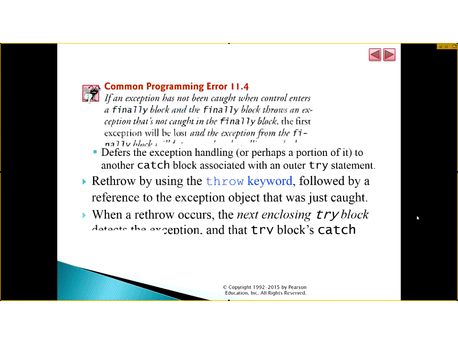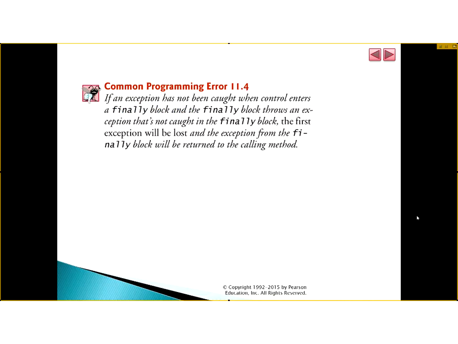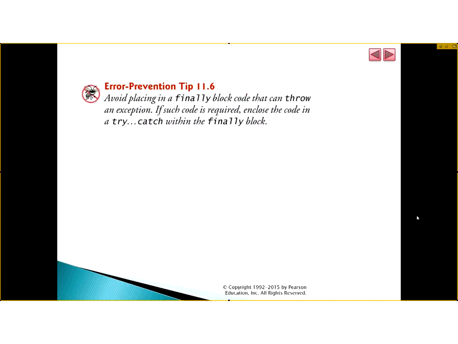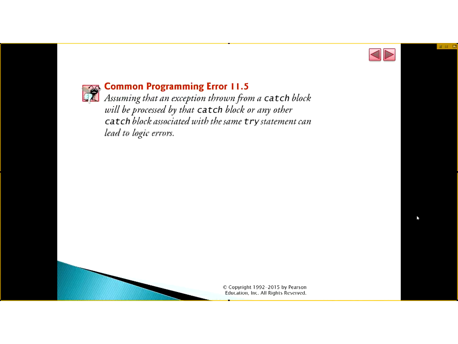All right, so if an exception has not been caught when control enters a finally block, and the finally block throws an exception that is not caught in the finally block, the first exception will be lost. The exception from the finally block will be returned by the calling method. Just some subtle points as you're doing this. So avoid placing in a finally block code that can throw an exception. Okay, who's going to catch it? Finally is the last thing to run.